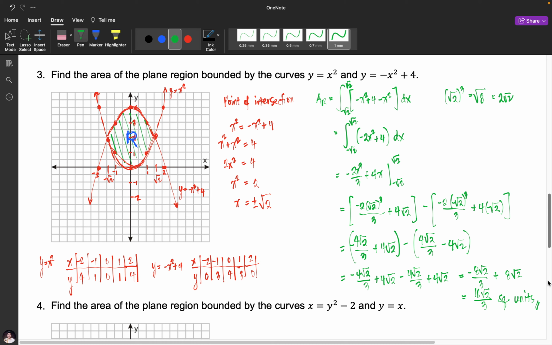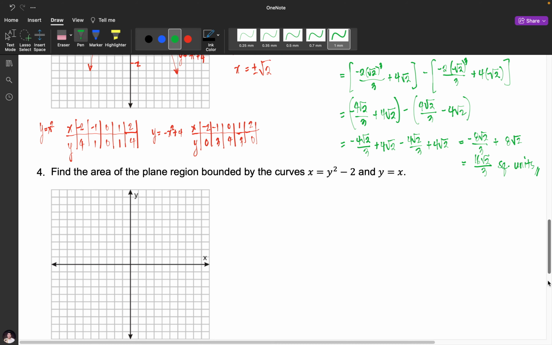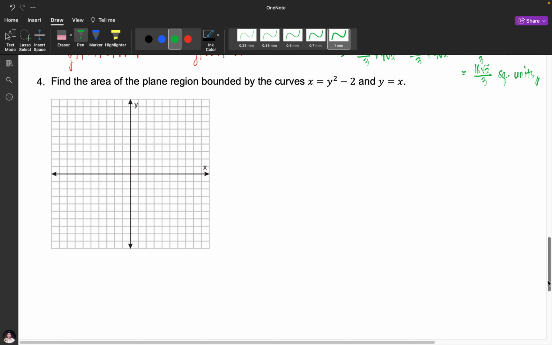Okay? So next, this will be our last example. So we have, find the area of the plane region bounded by the two curves again, x equal to y squared minus 2 and y equal to x. So this is a parabola that opens to the right. And this is a line. So therefore, since it opens to the right, the vertex is at negative 2, 0.